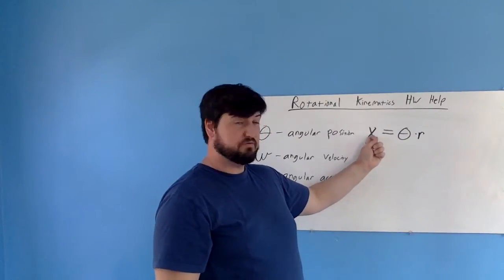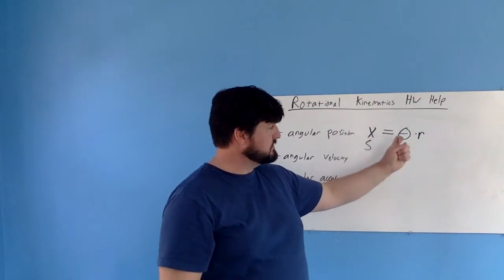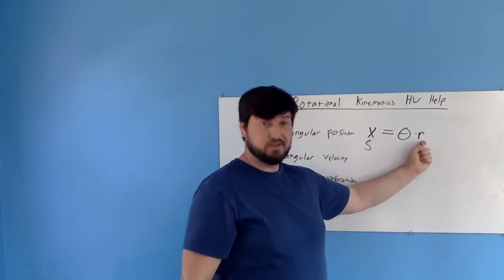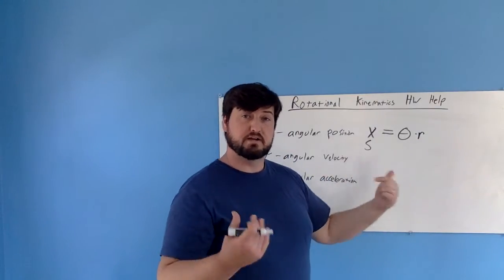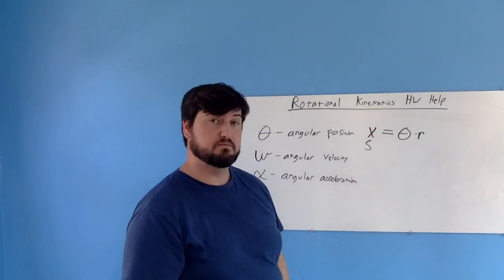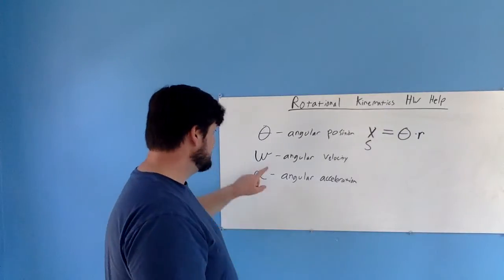Anytime you want to get to a linear variable, the linear version of it, all you have to do is take the rotational version and multiply it by the radius. And that's it. You'll get straight back to your linear variable. So let's check this out.